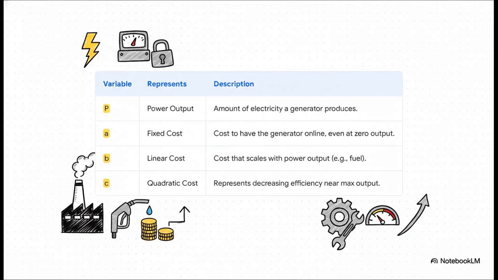The key thing to get here is that every single part of this formula stands for a real-world cost. P is just how much power you're making. That A term, that's your fixed cost. Think of it as the cost just to turn the lights on at the plant itself. The B term is your variable cost, which is mostly fuel, and it goes up the more power you generate. And what's really cool is the C term. It represents the fact that as you push a generator closer to its max limit, it actually gets less efficient, so the cost per megawatt starts to climb faster. This one little formula does a brilliant job of capturing that physical reality.